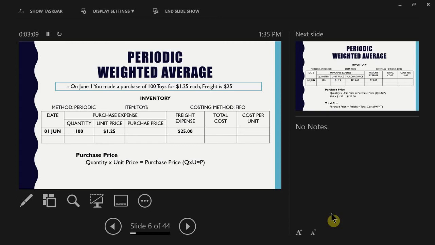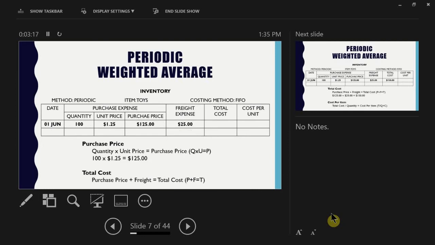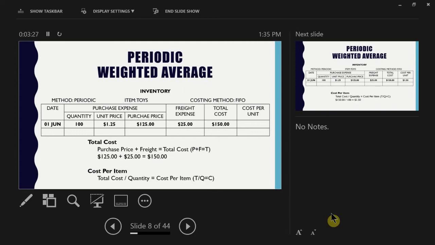In this case, we're going to do the same thing as we've been doing for FIFO and LIFO, all right? We're going to calculate our purchase price, which is the quantity times the units. So in this case, it's $125. Add 25 to it to give you your total cost of $150.